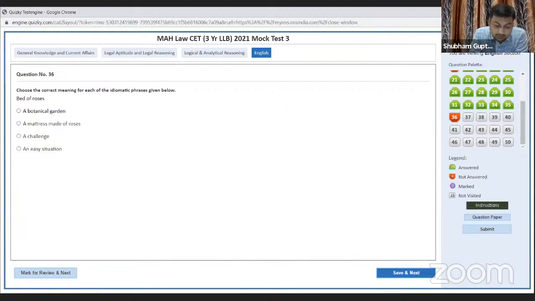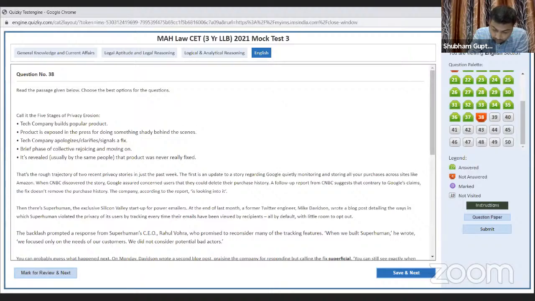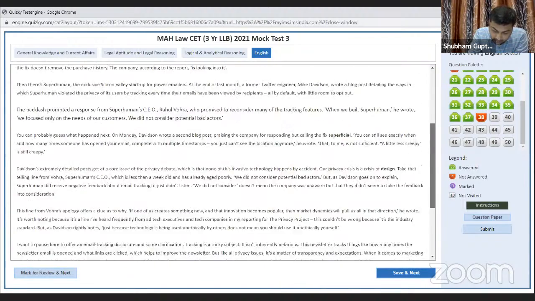Bed of roses. What is bed of roses? A botanical garden, a mattress made of roses, a challenge, an easy situation. Glad to see the back of. Glad to sit in the last bench. No. Happy to see someone depart. Happy to see someone go.